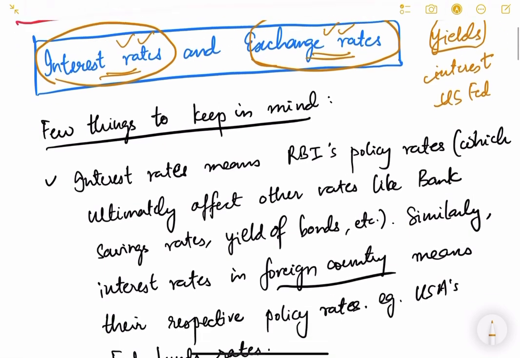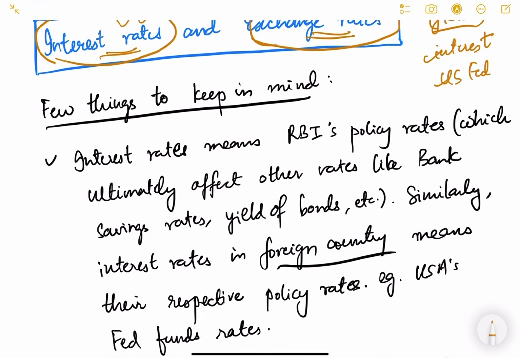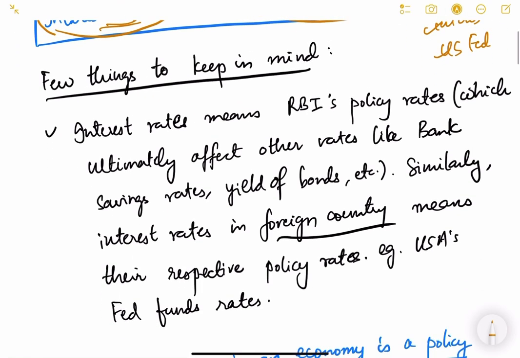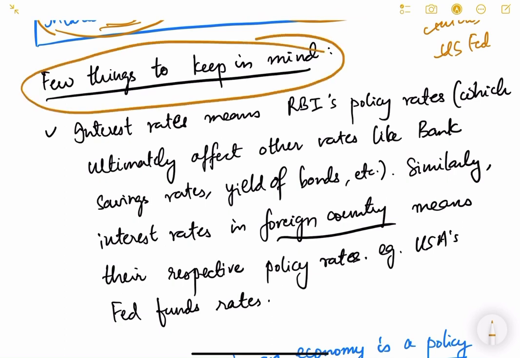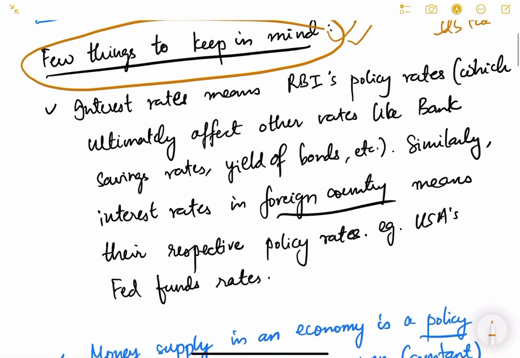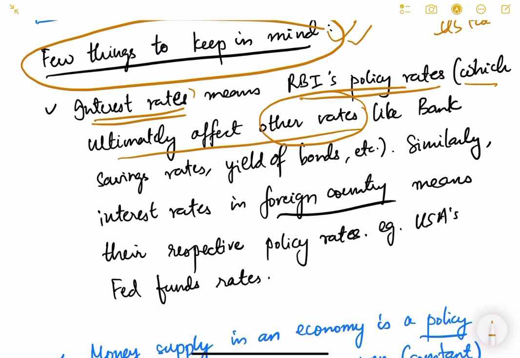Now before we get into this discussion, we have to keep a few things in mind. We already know this, but let us make some assumptions before we understand the relationship. First of all, when we talk about interest rates, it means the RBI's policy rates, which ultimately affect other interest rates. So what is the RBI policy rate?